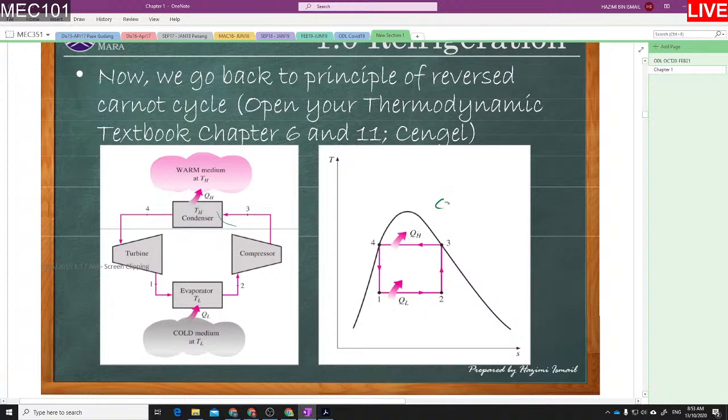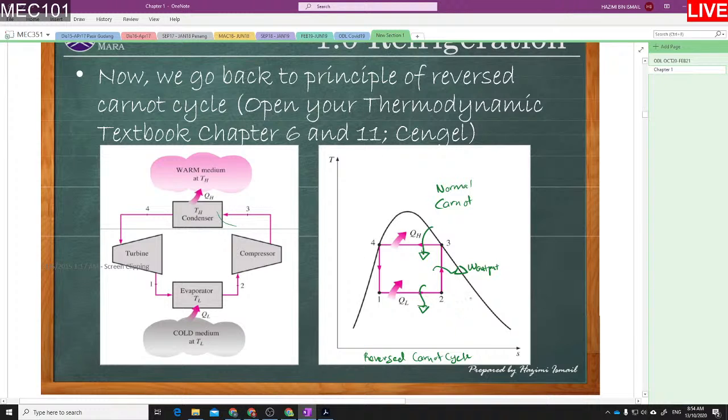Okay, Carnot normal. I put normal Carnot cycle. This figure shows the reverse Carnot cycle. In the normal Carnot cycle, heat comes from the high temperature and releases to the surrounding, so we will have the work output.